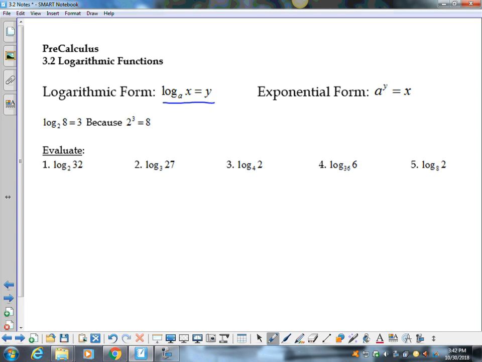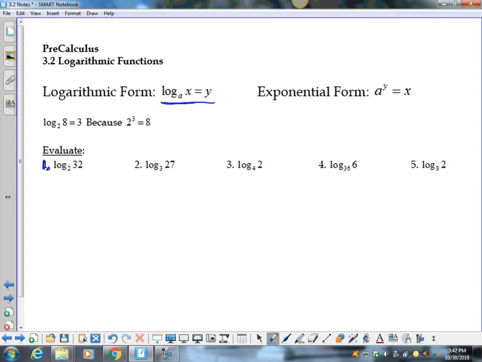So like if I look at number 1, this is log base 2 of 32. Don't say log 32. Don't say log 2 32. Log base 2 of 32. This is not log times 32. It's log of 32.